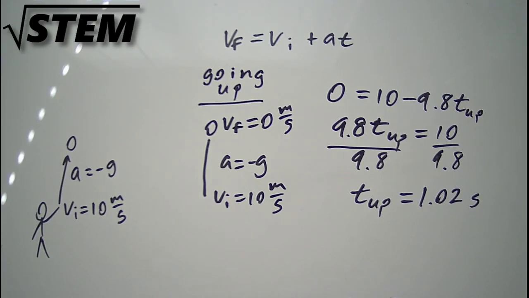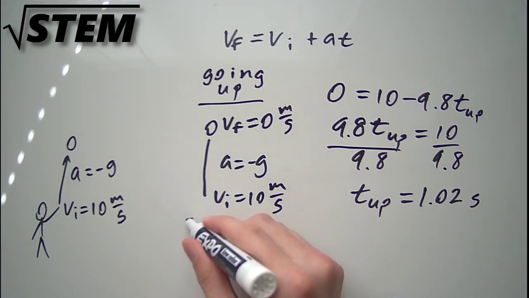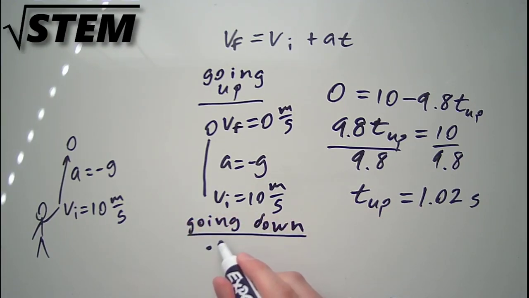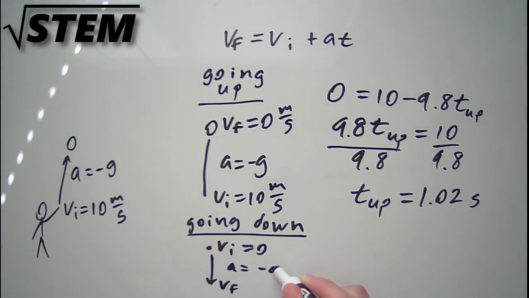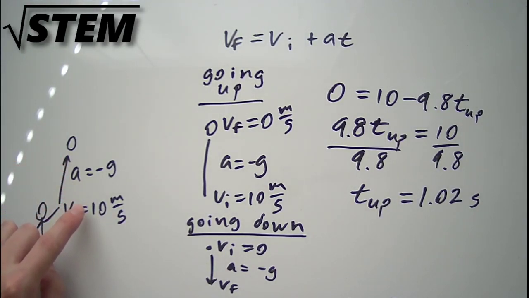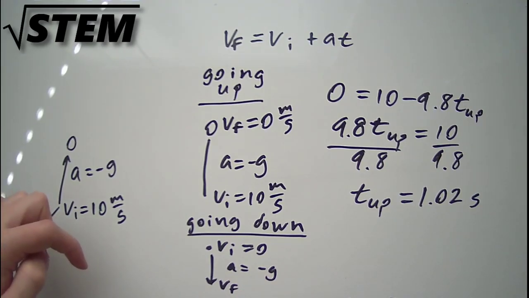Now, we could solve the same type of equation for when we're going down. If we think about the time going down, then we'll start with a v initial equal to 0, and we'll have some final velocity, and we'll still have minus g as our acceleration. But there's a handy fact about this. Whenever this ball comes back down to its original height, it's going to reach the exact same speed that it started with. So it'll have minus 10 meters per second of velocity once it comes back to this height.